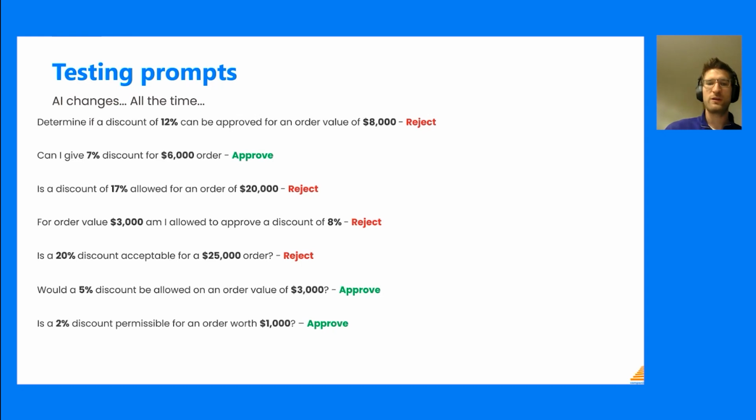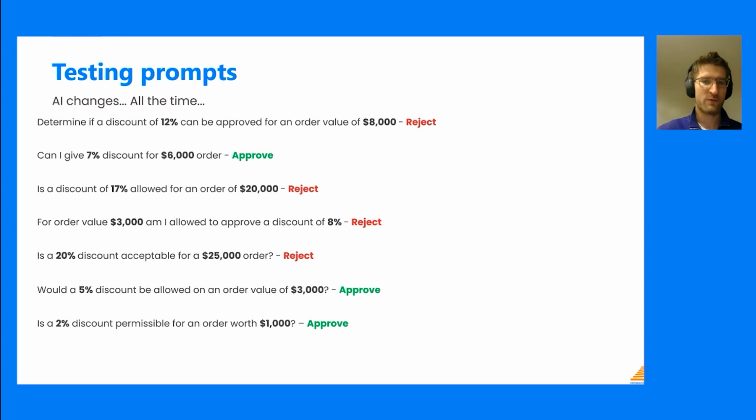And then I would come up with multiple examples here. 7%, 6,000, approve. 17%, 20,000, reject. 3,000, 8%, reject. 20%, 25,000, reject. And I wouldn't only change the numbers, I would also change the wording. Determine if a discount. Can I give discount? Is a discount for order value? Is discount acceptable? So you can use AI to generate even more cases like this.